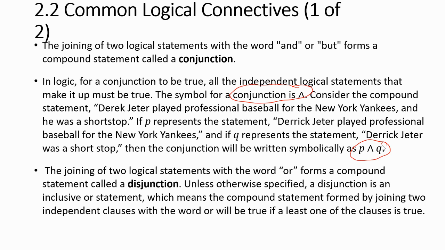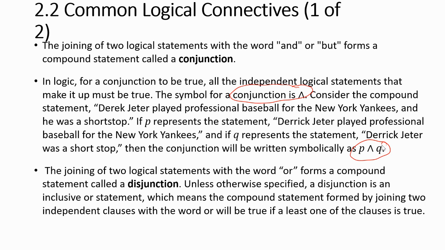The joining of two logical statements with the word or forms a compound statement called a disjunction. Unless otherwise specified, a disjunction is an inclusive or statement, which means the compound statement formed by joining two independent clauses with the word or will be true if at least one of the clauses is true. Whew! Now that's a lot. It's a lot to understand, a lot to kind of comprehend.